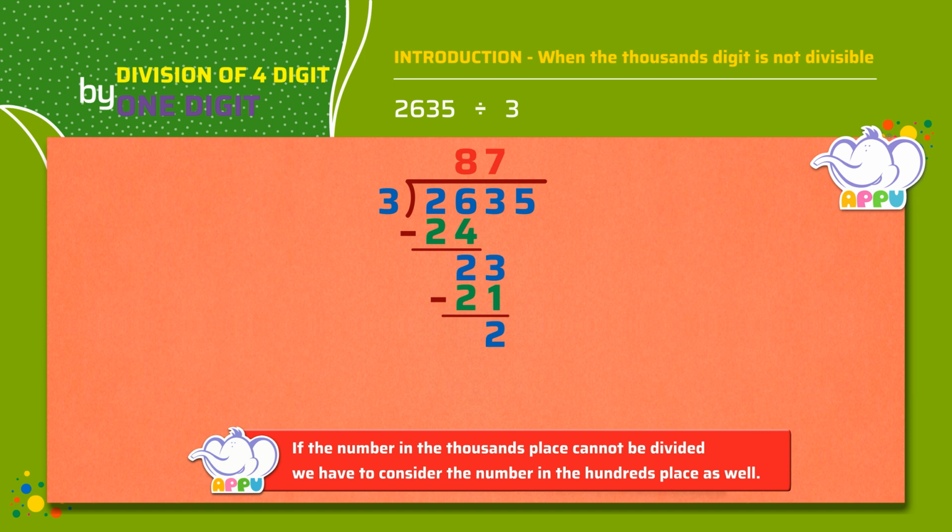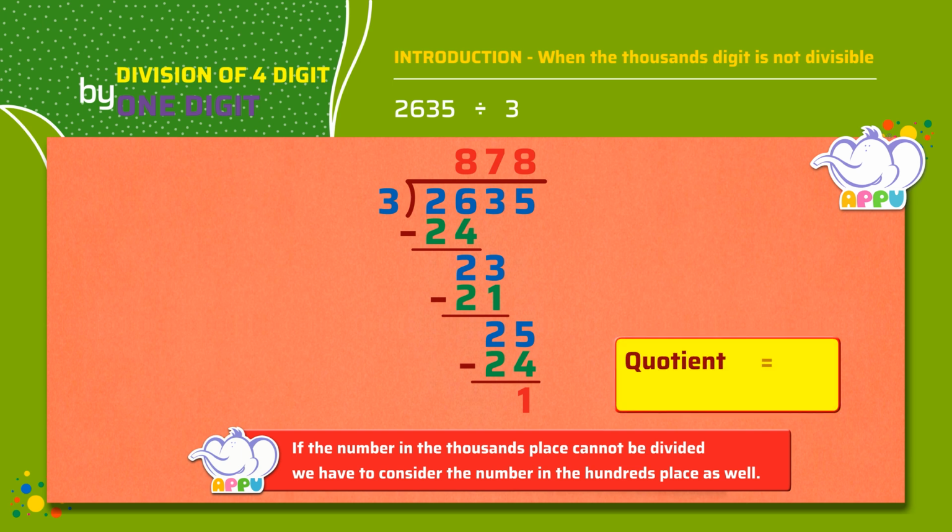Next, we bring down the number in the ones place, which is 5. So the number now becomes 25. We figure out how many 3's it takes to make 25, or almost 25, which is 8. We multiply 3 and 8, we get 24. We subtract 24 from 25, we get 1. So 878 is the quotient and 1 is the remainder.